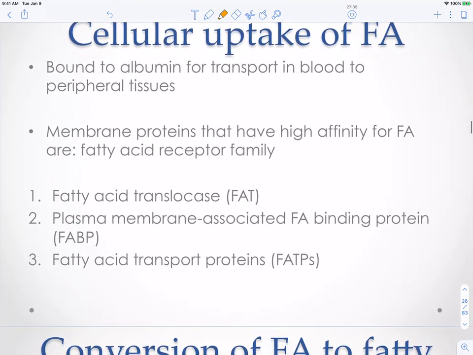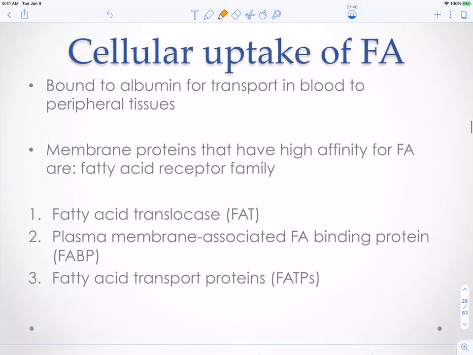Okay, so let's go through each of these. So cellular uptake, again, you're bound to serum albumin for transport. The membrane proteins are going to be on most cells, and they're going to have a high affinity for fatty acids. They're all going to be part of a fatty acid receptor family. You have a fatty acid translocase, you have a plasma membrane associated fatty acid binding protein, and you have fatty acid transport proteins.